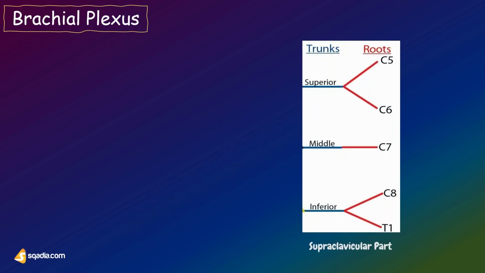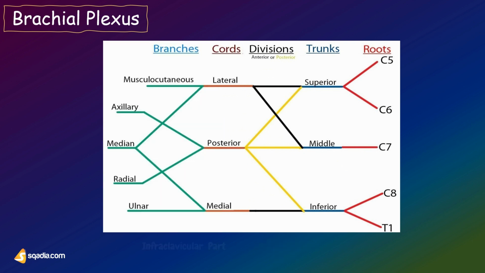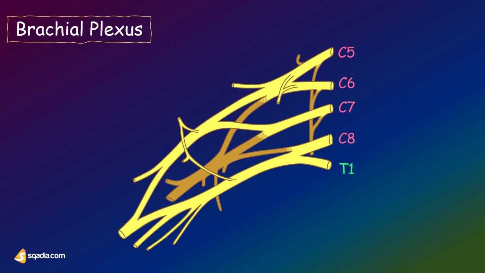The plexus consists of roots and trunks, also known as the supraclavicular part. Divisions, also called retroclavicular part. Cords and branches, also called the infraclavicular part. The roots or the rami come together to form trunks, and so on. We will go through them one by one.